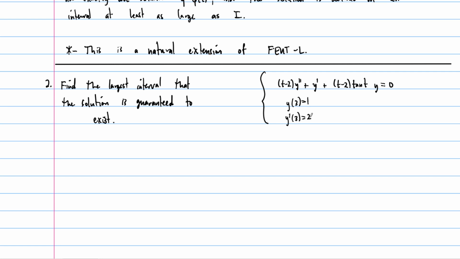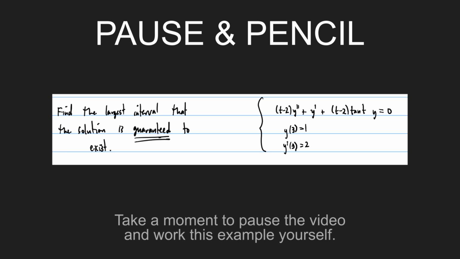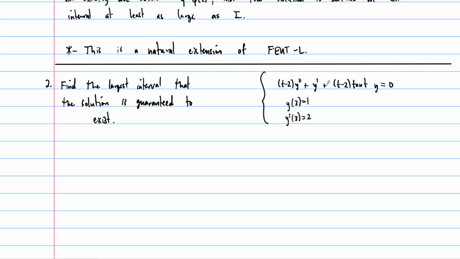All right, so take a moment, think about this one, try to find the largest interval that the solution is guaranteed to exist without actually trying to solve for the solution, but just apply the fundamental existence and uniqueness theorem and find that interval. So I'll check in with you when you guys are done. Let's see how you did.